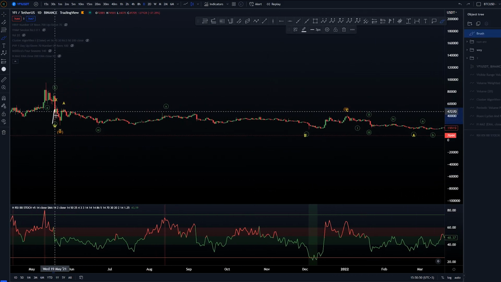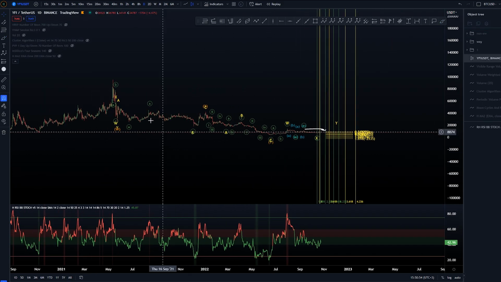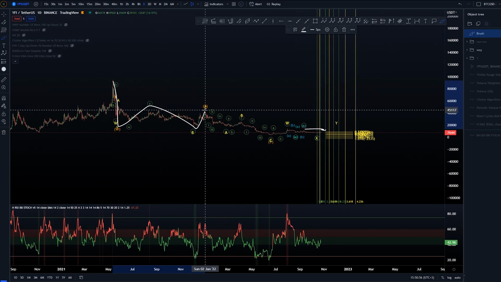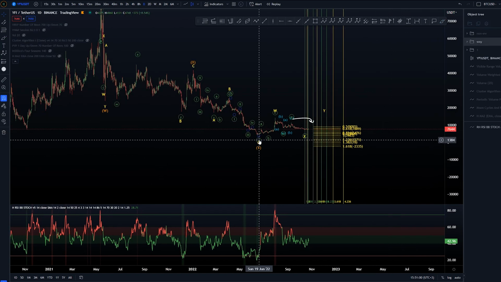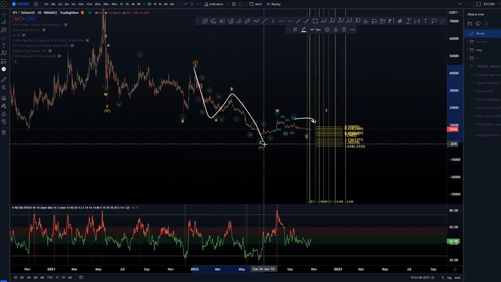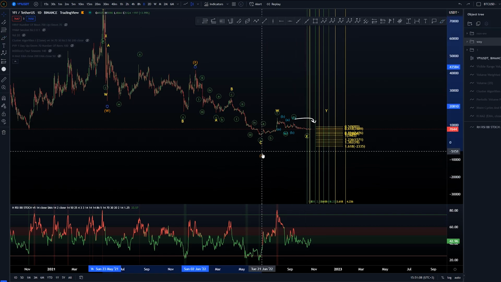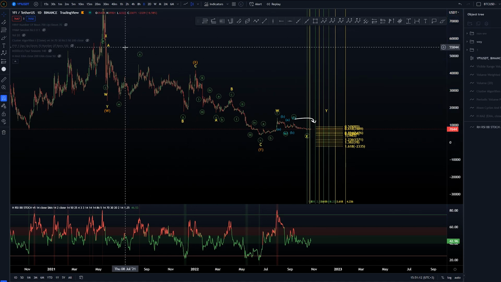ABC into W, ABC into X, and then 3 waves into wave W here. And then we would be looking at a 3-wave structure into X wave here. And then again, we would be looking at the 3-wave structure in here into wave C, and then wave Y completing at that same place.